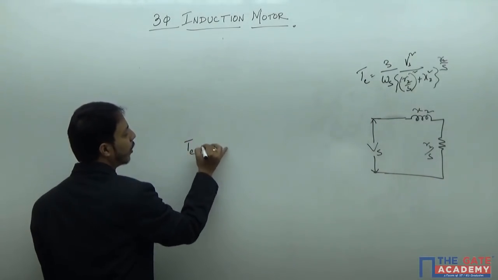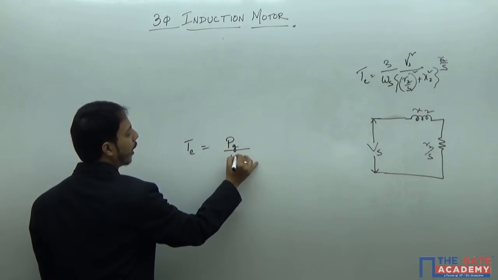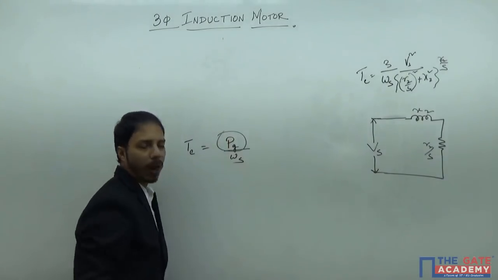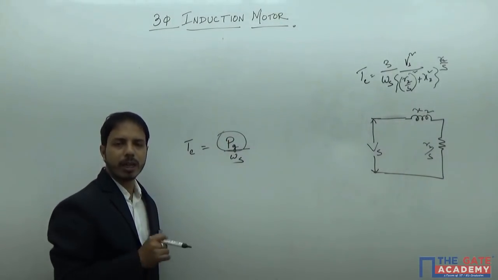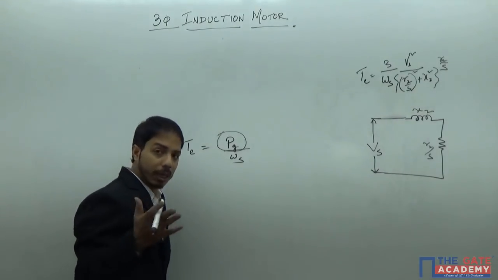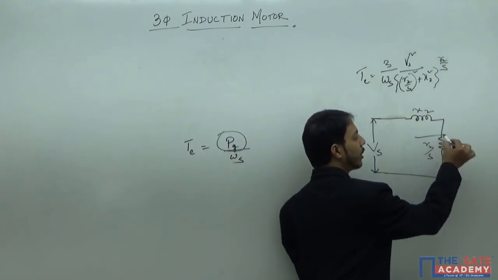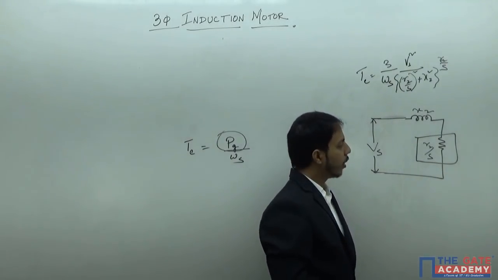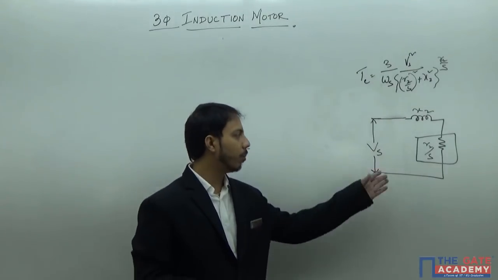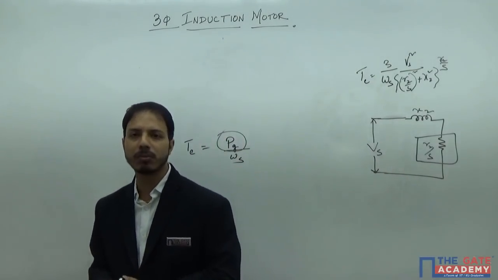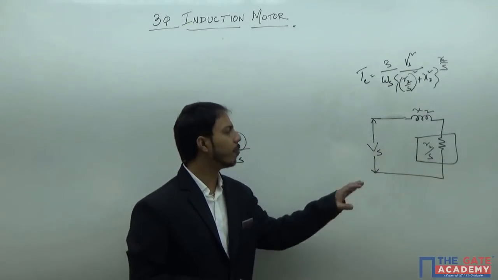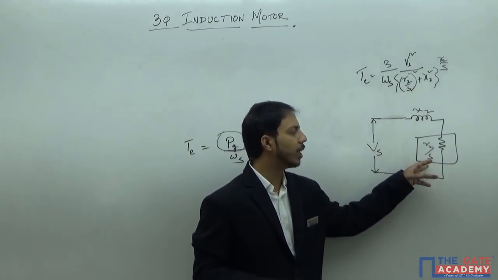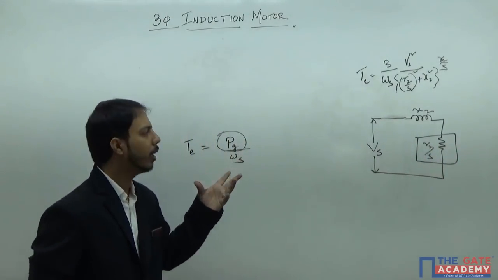We know maximum electrical torque is nothing but PG by omega S. In other words, what is the maximum air gap power which is developed? If you see the circuit here, air gap power is developed in R2 by S. Now, by applying the maximum power transfer theorem, we know that maximum power will be delivered to this load when it is equal to the impedance of the circuit.